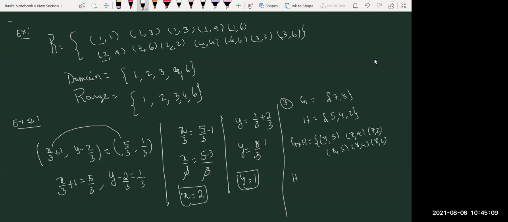Next, H cross G. 5, 7, 5, 8, 4, 7, 4, 8, 2, 7, 2, 8. Remember that G cross H is not equal to H cross G. Why? Because both have the same number of elements but different elements. In the first pair, 7, 5 and 5, 7, are both equal? No, sir. Not equal. Understand? That's why both are different values.